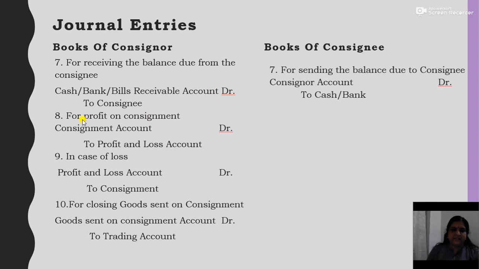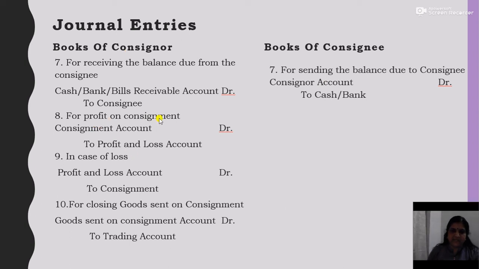Okay. Now next entry is for profit on consignment. So the remaining entries will appear only in the books of the consignor, because the profit or loss, whatever be the case, is a matter concerned with the consignor only, because the consignor is the real owner of goods. Okay, so when the final settlement is being made by the consignee, then the relationship between the consignor and consignee comes to an end. So all the remaining entries will appear only in the books of the consignor.